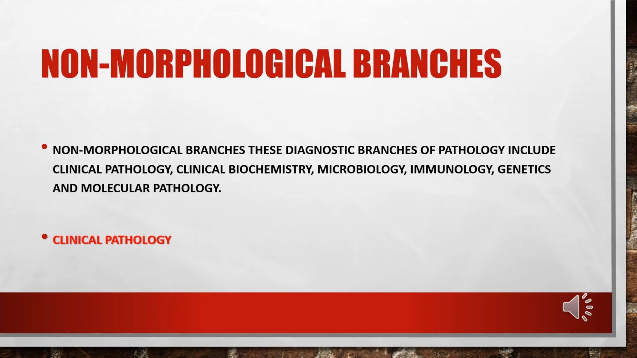Under the heading of non-morphological branches, as we discussed, the first one is clinical pathology, which is basically the analysis of various fluids, including blood, urine, semen, CSF, and the other body fluids included in this branch of pathology. The analysis may be qualitative, semi-quantitative, or quantitative.